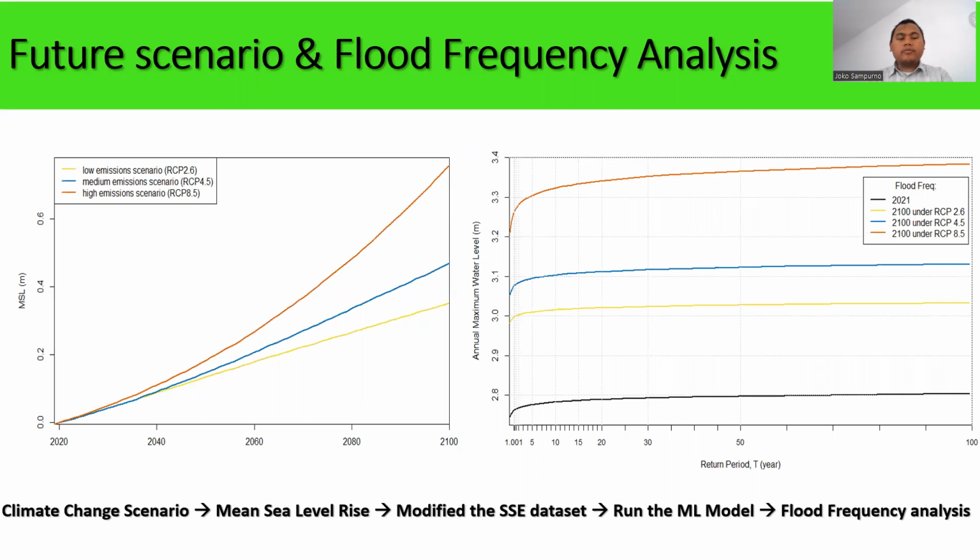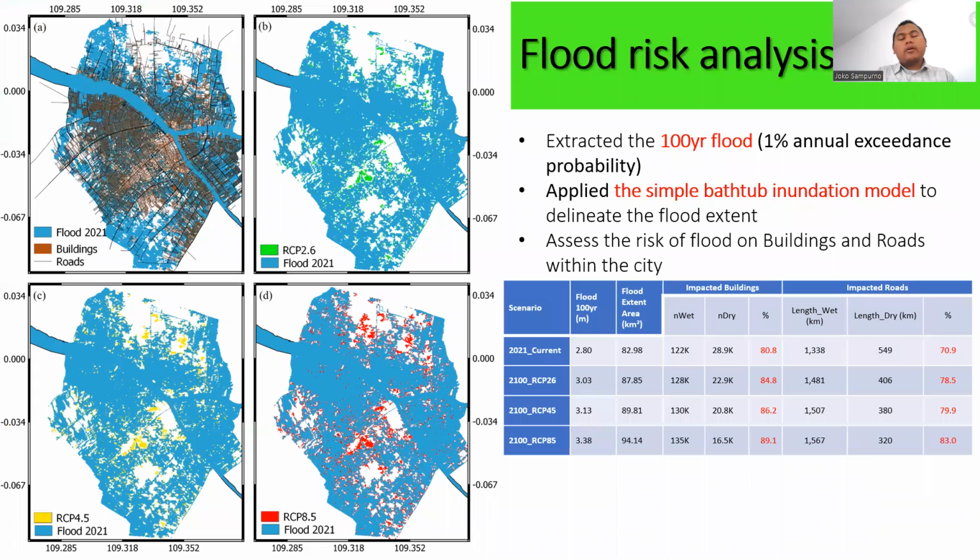After obtaining the output of the model, which is the river water level dynamics, we extract the flood frequency using return periods from 1 to 100 years. Then we continue using the 100-year flood frequency period. We applied a simple bathtub inundation model to delineate the flood extent within the city, and then we assess this flood extent against buildings and roads within the city.